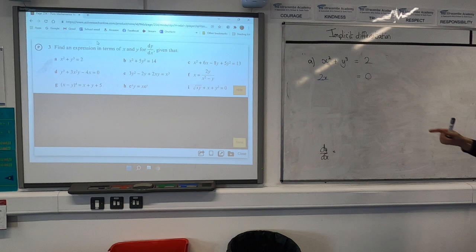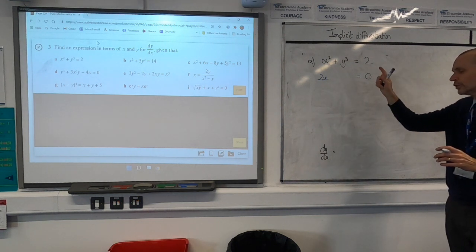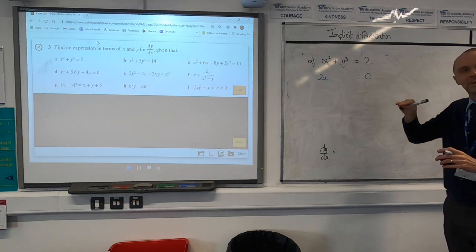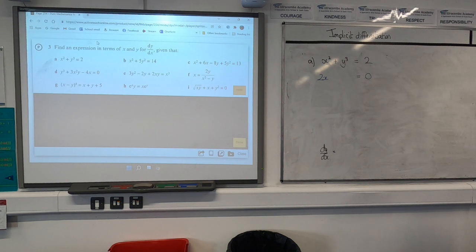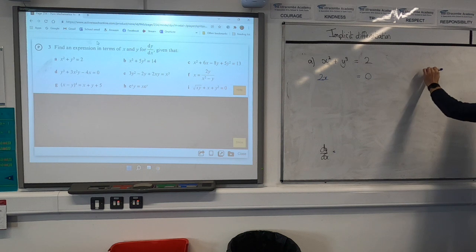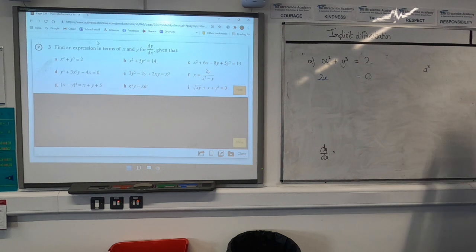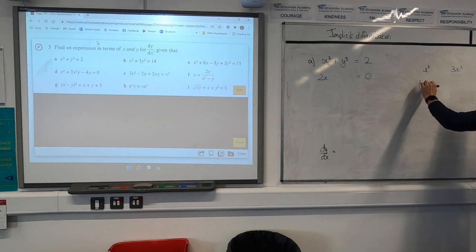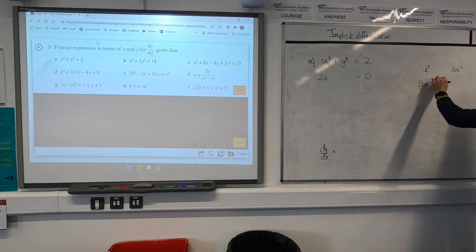But how do I differentiate y cubed with respect to x? Well, it's a simple thing which I'm going to justify, but if this next bit completely leaves you cold, it doesn't matter because the way we do it is so simple. I know how to differentiate that. It's that. And then earlier this half term, we learned how to differentiate that.